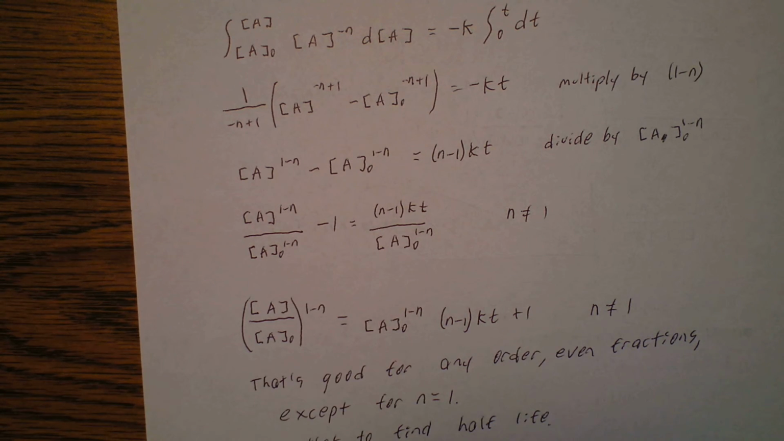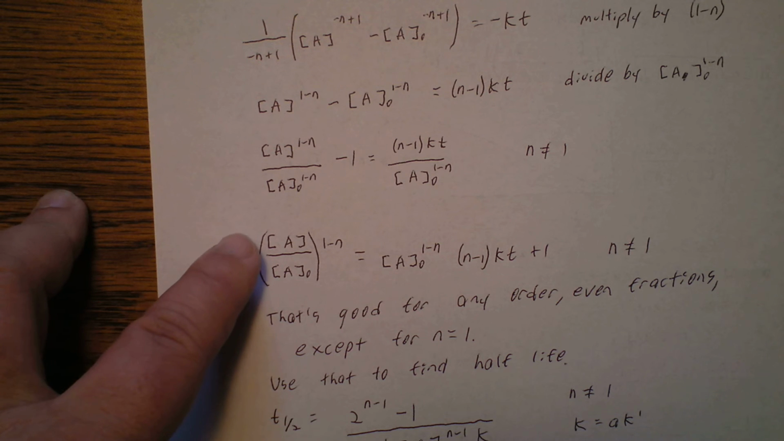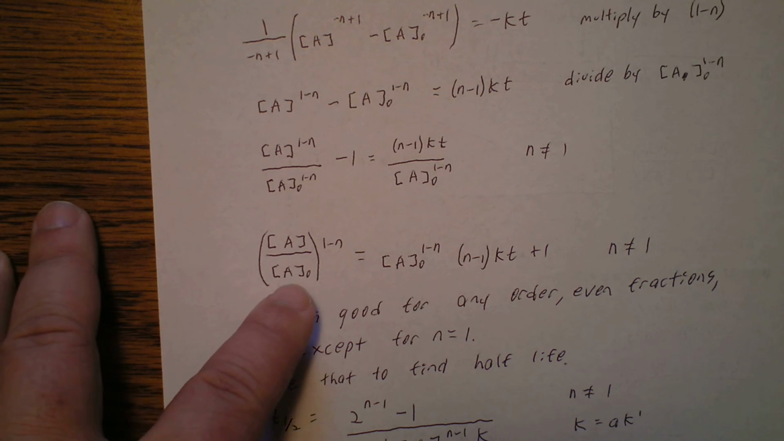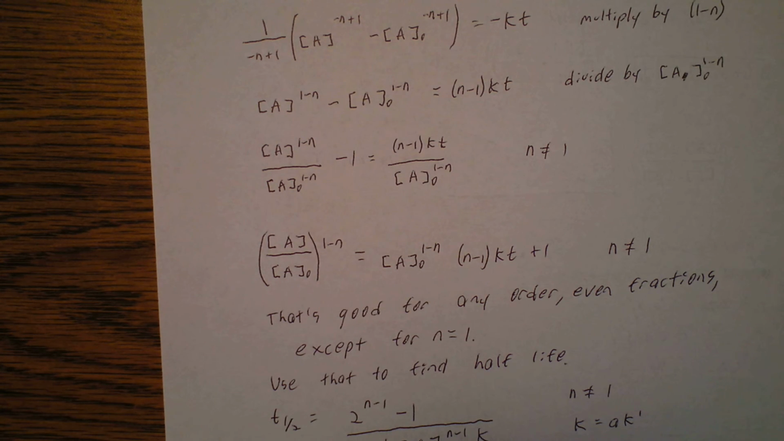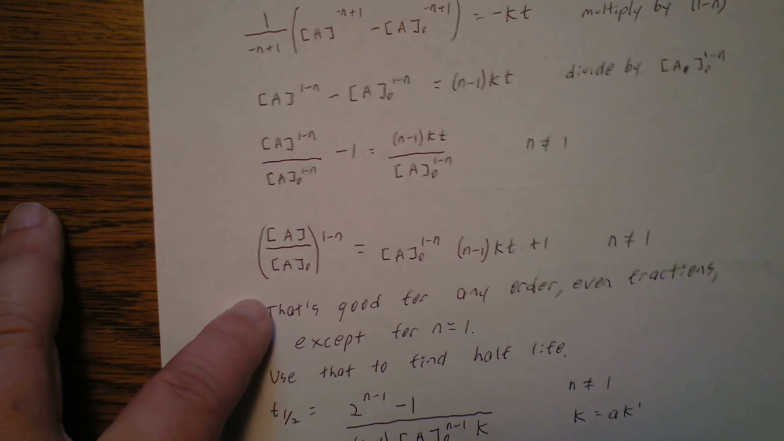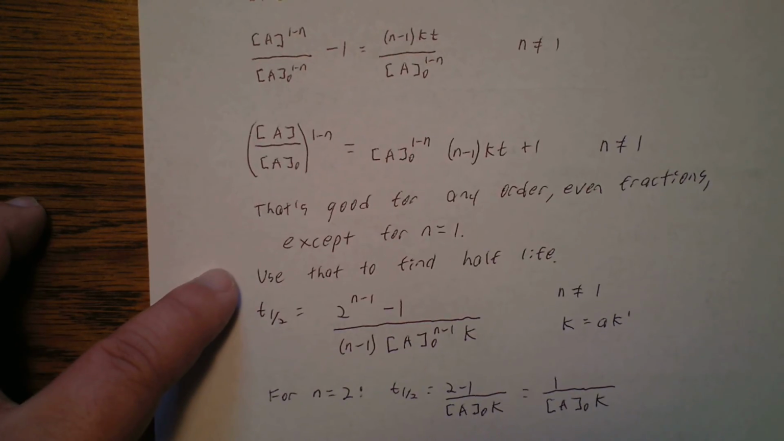And remember, this formula won't work if n is equal to 1. So then we get the concentration of A divided by the initial concentration of A to the 1 minus n power, equal to the initial concentration of A to the 1 minus n power times n minus 1 times k times t, plus 1. And again, it won't work if n is equal to 1. Now that's good for any order, even fractions, as long as n is not equal to 1.